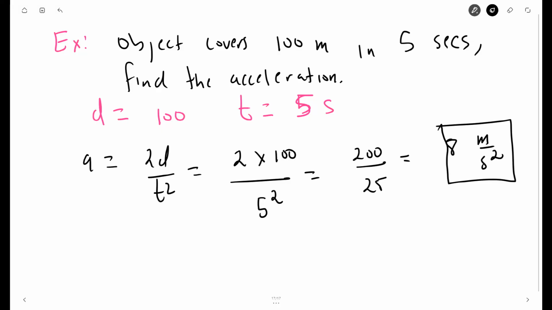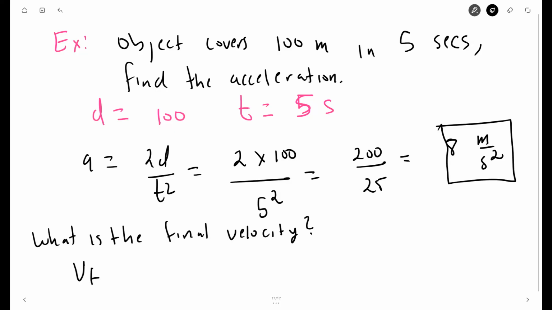We can also say, what's the final velocity? For that, we use the formula that we used. So v final equal to a t, and that's equal to the acceleration we found right now. So that will be a times time, which is 5 seconds. So that will be 40 meters per second.